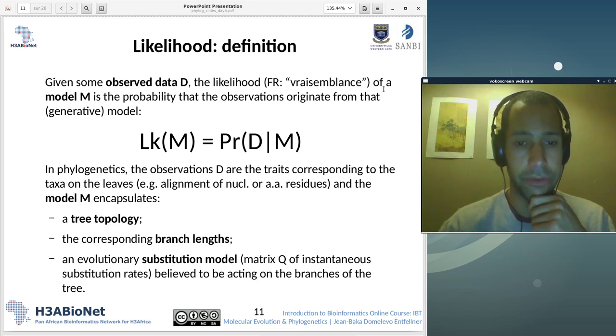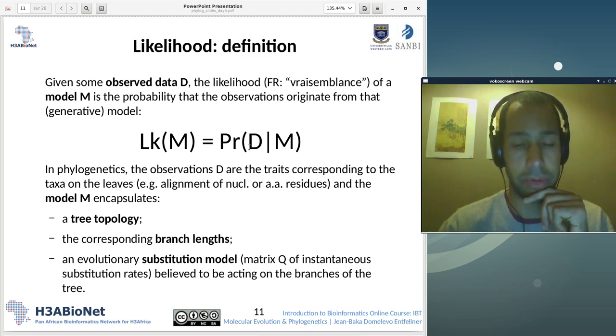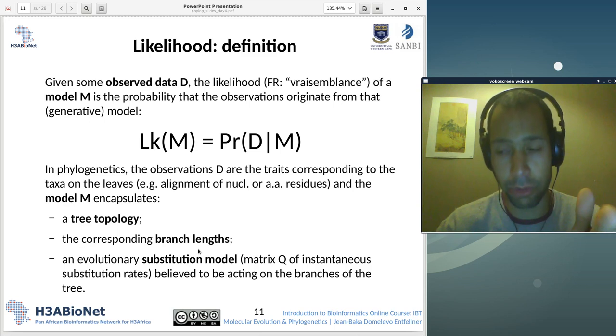Okay, so we have this formula for the likelihood of a model, and it's the probability of the data conditional on the model. So we'll have to be able to calculate this right-hand side. And we'll show in the next slide, thanks to Felsenstein's pruning algorithm, how to calculate the probability of some data on the leaves given a tree: a topology plus branch lengths plus a substitution model.